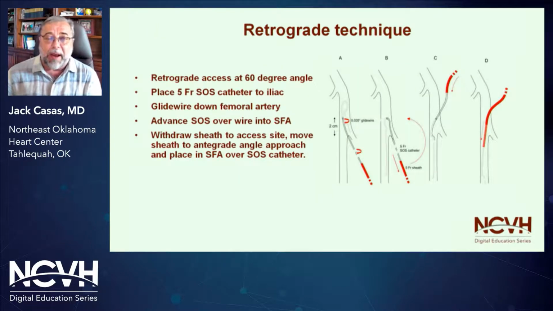Basically, you are going in at a retrograde access, however, you're taking a more steep angle. You're going to get access in the external iliac, and with this particular technique, use a SOS Omni catheter, place your glide wire down the catheter into the superficial femoral artery, pull the catheter back to your access site, then push the catheter up toward the abdomen, and then slide your sheath down, and you will wind up with a common femoral access, but be in the SFA.